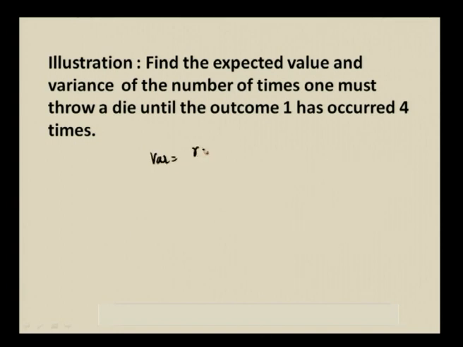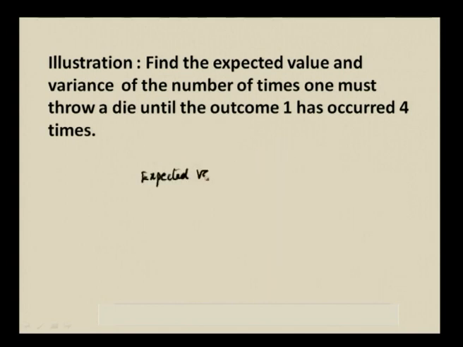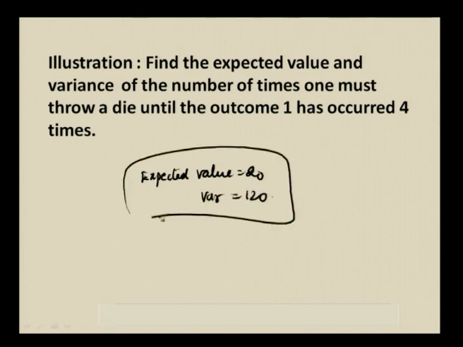Variance is RQ by P square. R is 4 into 5 by 6 by 1 by 6 whole square. 6 gets cancelled and answer is 120. So, consolidating the answer, the expected value and variance of the number of times: expected value is equal to 20 and variance is equal to 120. This is the answer we should get.